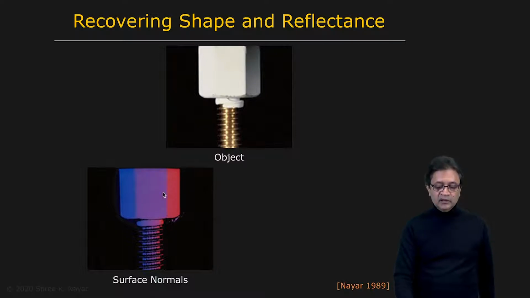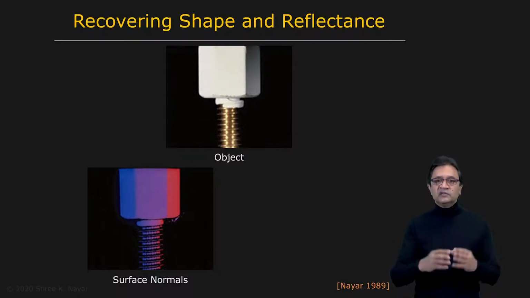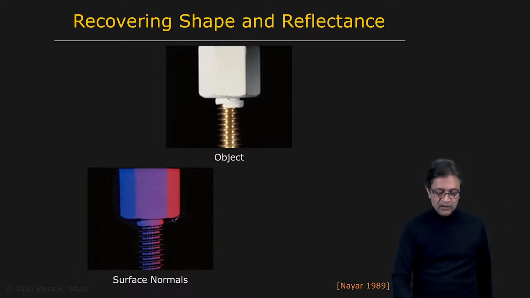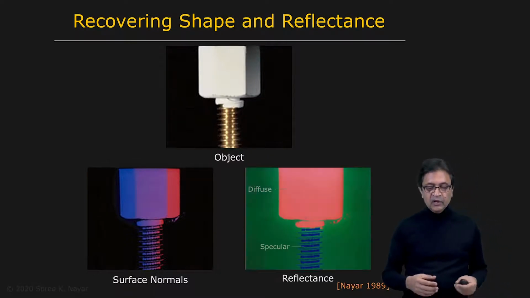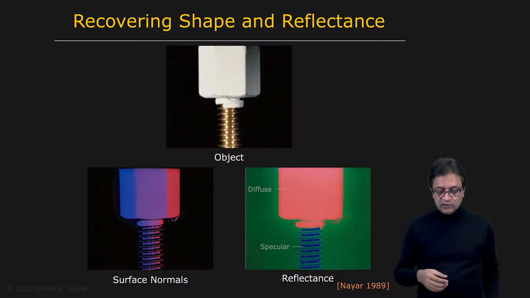Once again, I should remind you that we don't know that the top part is diffuse and the bottom part is specular. The system is able to recover the shape, and you can see the surface normal directions changing gradually in one of these grooves in the screw area right here. And along with this, it also is able to compute for you the reflectance properties of the object.